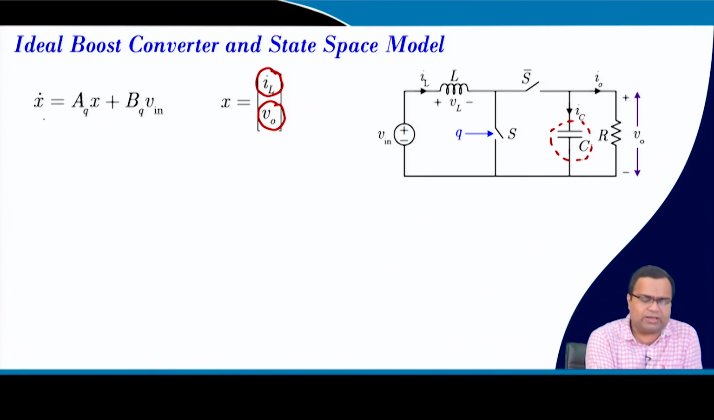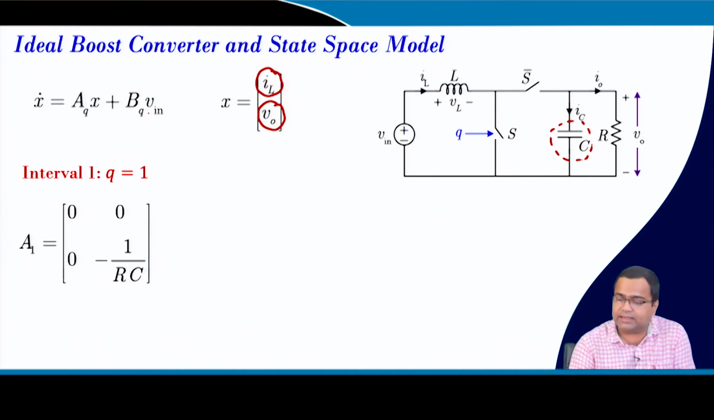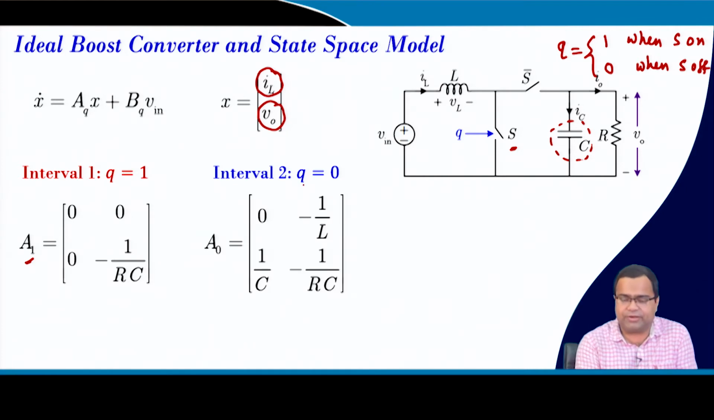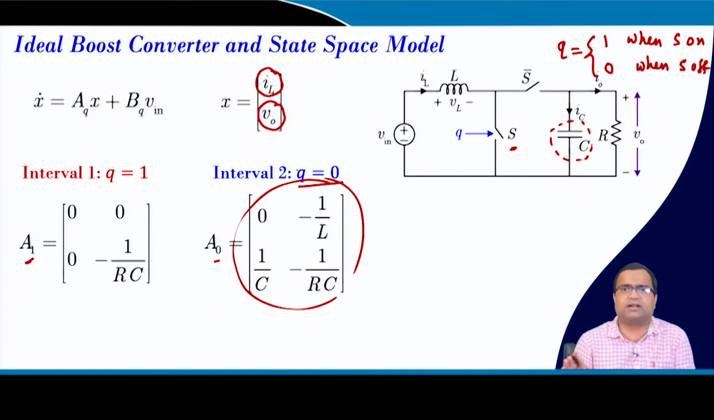Then we can write x dot equal to A_Q x plus B_Q V in, where Q is the gate signal, and we know that Q equals 1 when the main switch S is on, and it is 0 when S is off. Now for Q equal to 1, our A1 matrix will be 0 0 0 minus 1 by RC, and when Q equal to 0, we get A0, which is this matrix. This is a standard thing we have already discussed multiple times.